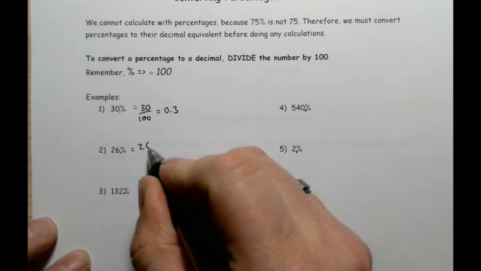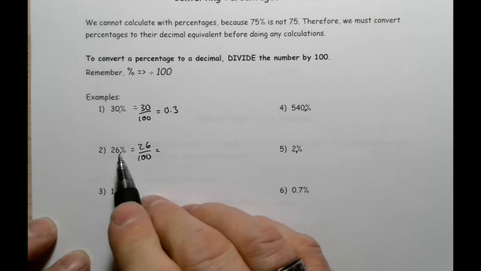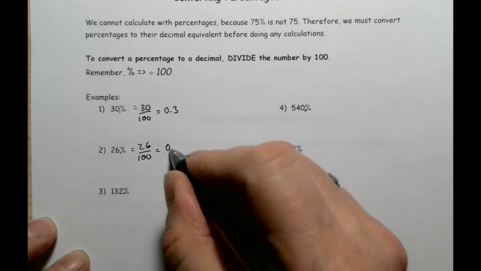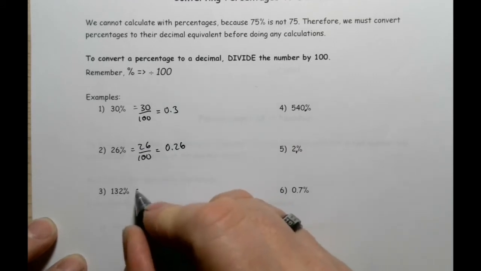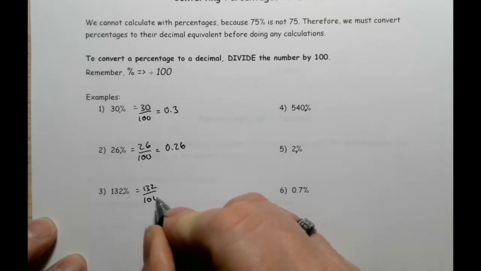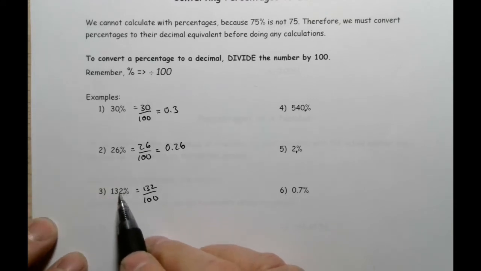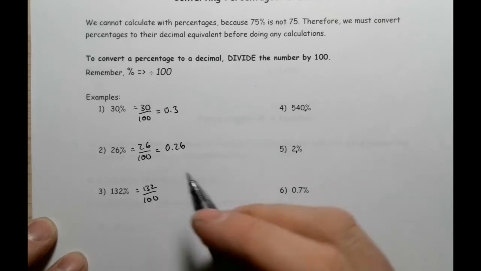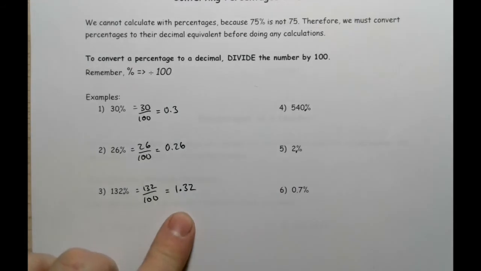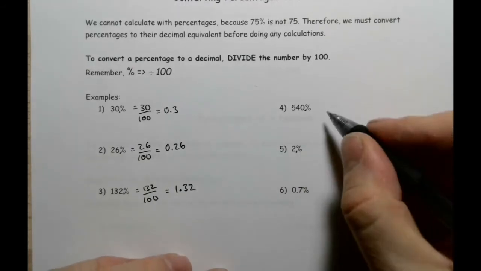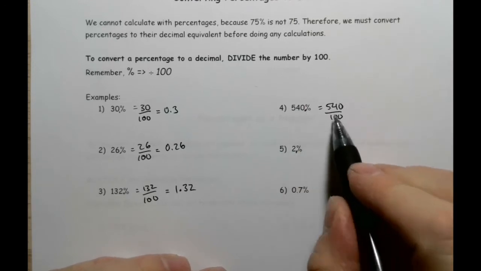26%, that's 26 over 100. And I've identified that the decimal's right there, and I move it 2 units to the left, so 0.26. 132% is 132 over 100. And again, I identify that the decimal is at the end of the number if I didn't see it. And I move it 2 to the left, which puts it between the 1 and the 3, so 1.32.